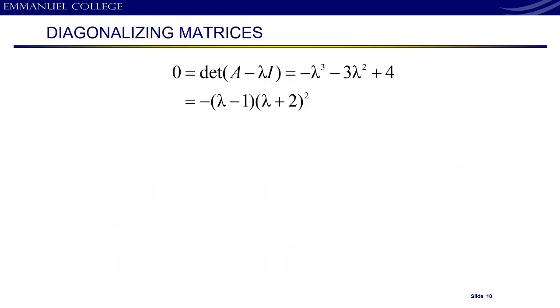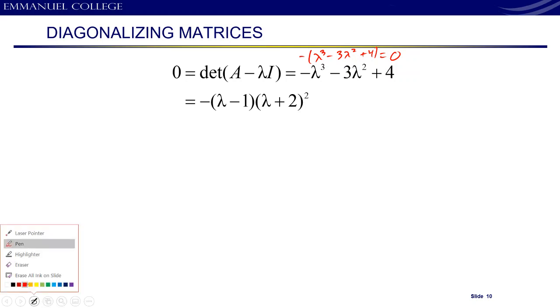But for this one, what's going to happen is you go through it and you get 0 is equal to negative lambda cubed minus 3 lambda squared plus 4, which you could factor a negative out of. Set that equal to 0. Easy to see that if you plug in -1, that would be a root of the equation. Do some long division, and then it will factor into lambda minus 1 times lambda plus 2 squared, with that negative still out front.